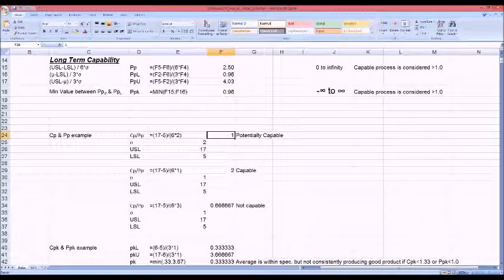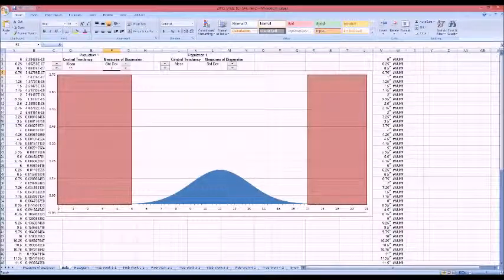Now let's do the same thing, only let's make our distribution 2. Okay? So if my sigma is 1, I take 17 minus 5, which is 12, divided by 6 times 1. It comes out to 2. And what that means is you could fit 2 distributions within that spec limit. Let me give you an example.